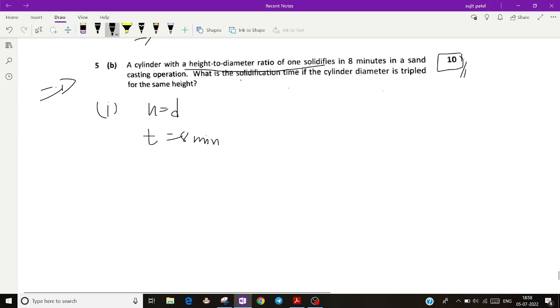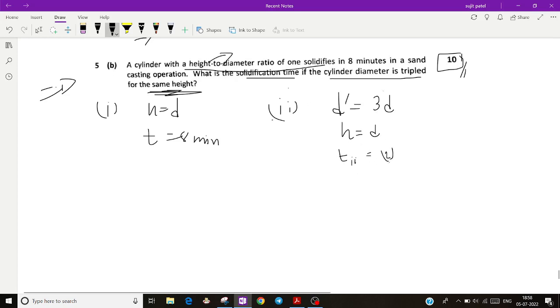In sand casting, what is the solidification time if the cylinder diameter is tripled for the same height? You have to just be careful in this statement. If the new diameter d dash is 3 times the original diameter d and the height remains the same, what will be the solidification time? Here I will denote suffix 1 for the first cylinder and suffix 2 for the second cylinder.